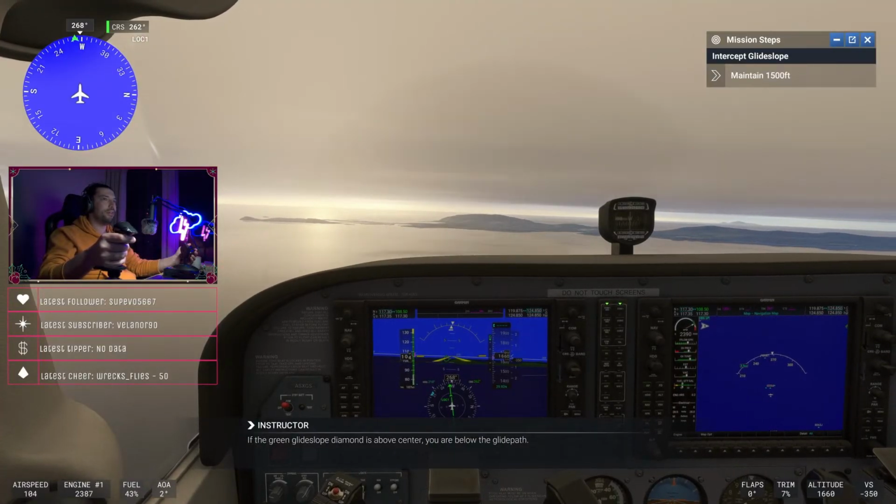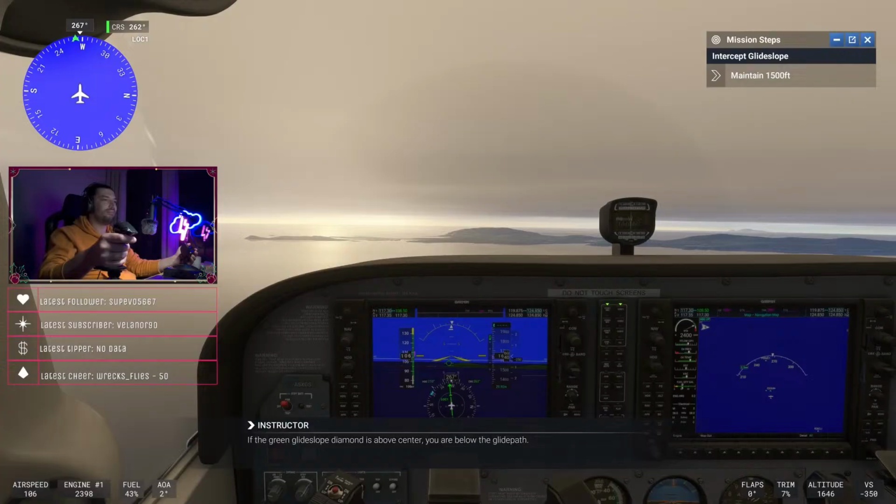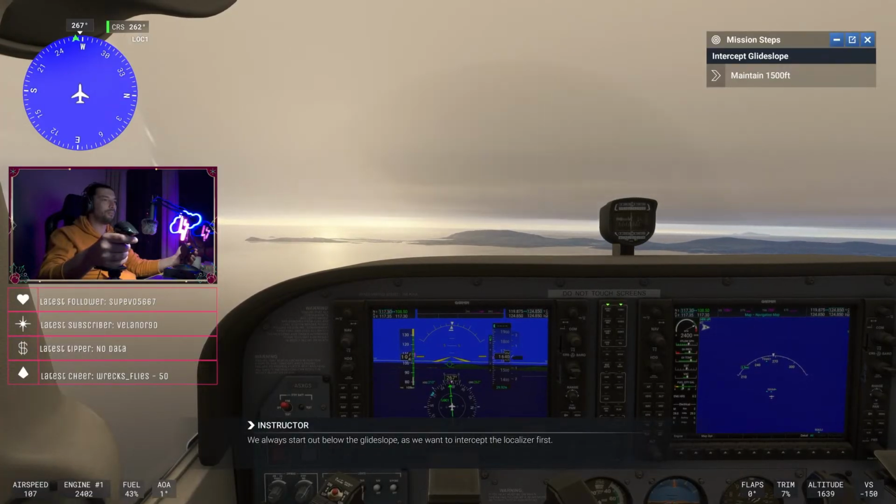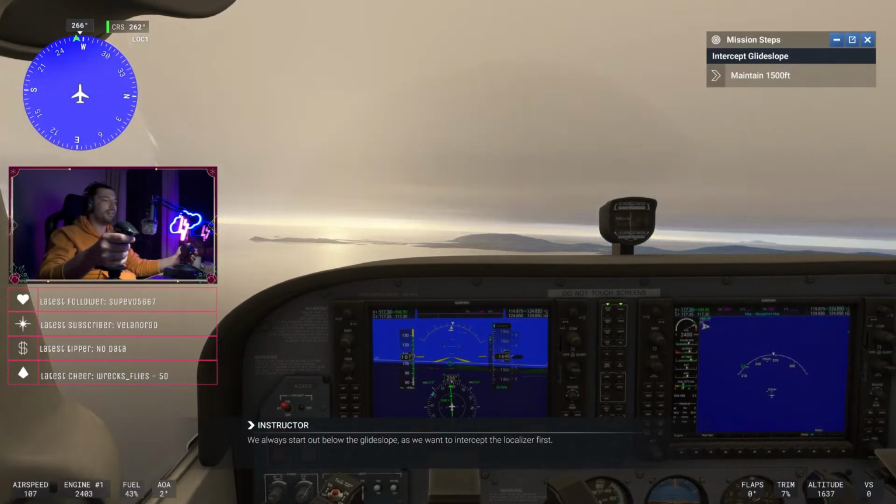You are below the glide path. Thank you so much. We always start out below the glide slope, as we want to intercept the localizer first.